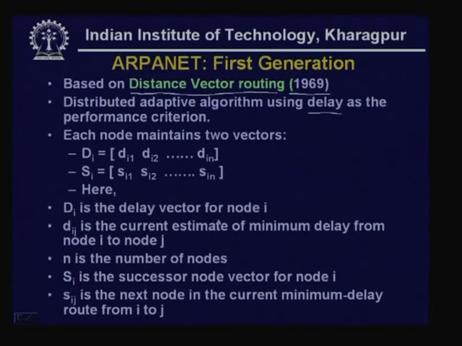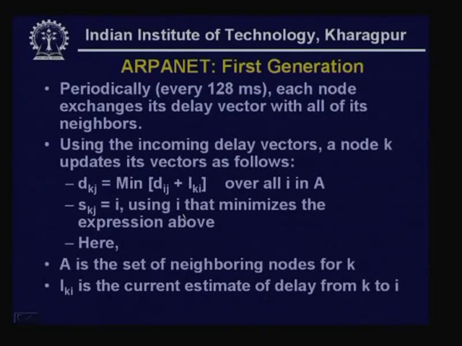So here Di is the delay vector, and Dij is the current estimate of the minimum delay from node i to node j. That means from node i to node 1, 2, n, this vector is stored. Similarly, Sij is the next node in the current minimum delay route from i to j. So that means based on the delay information, the next hop node is calculated, and these two vectors are stored in each and every node. And obviously for doing that, some calculation has to be done.